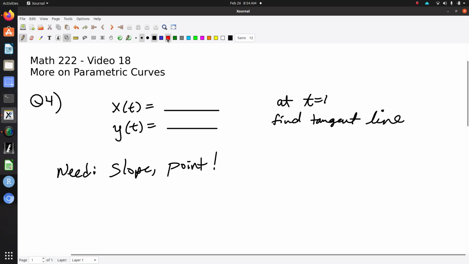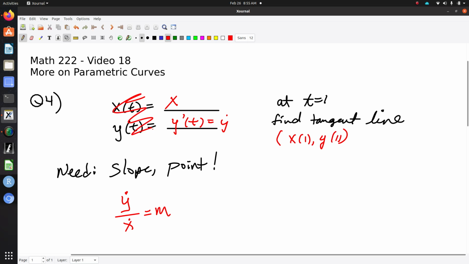To find the point, all you have to do is plug in t equals 1 into x and y, and it gives you a point. So the point is just literally x of 1, y of 1. So I'm not going to go over how to do that. Now the question is, how do you find the slope? What you want to do is y dot over x dot, which is going to give you the slope. You just calculate whatever y prime of t is, which I also call y dot, and you calculate x prime of t, which is x dot.